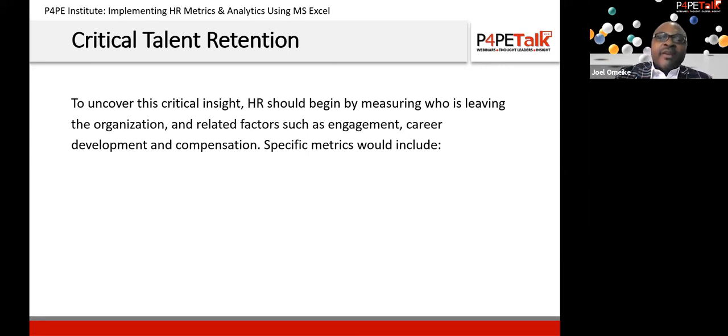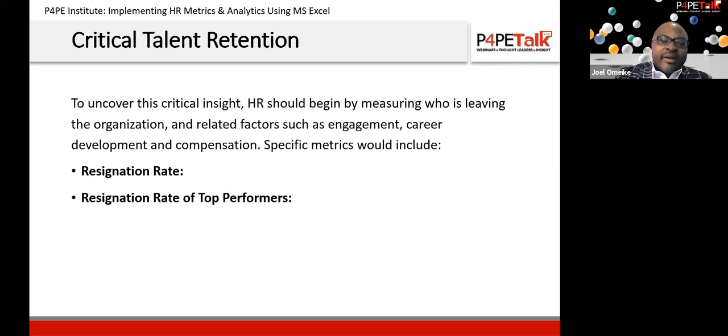In terms of specifics, what metric should you track that demonstrates critical talent retention? Here is the first one. Resignation rate. This is simple and straightforward. We've been tracking this for a while. The second one, resignation rate of top performers. Resignation rate, another word for it is attrition rate.